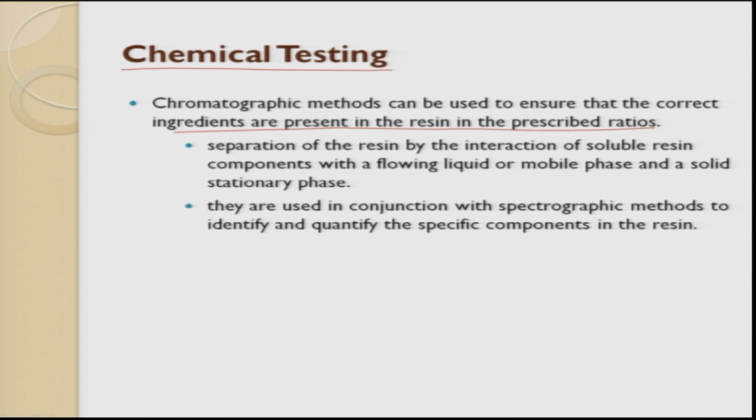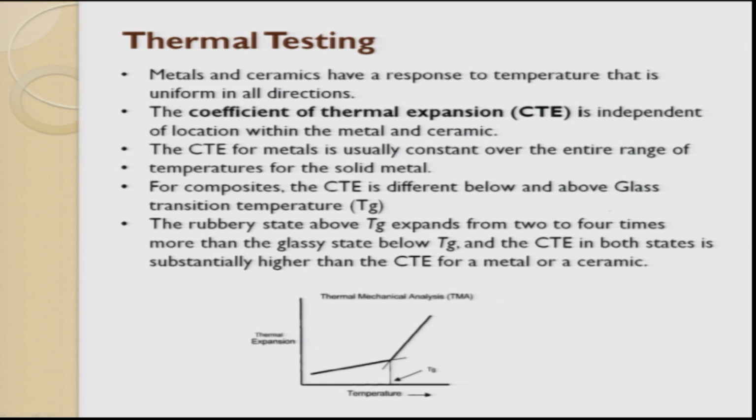For example, if you take metals, you can do XRD. For this we do a compositional analysis, and we also see what the functional groups are, how they are responding, and other things. So we can do separation of resin by interaction of soluble resin components with a flowing liquid, or mobile phase, over a solid stationary phase. They are used in conjunction with spectrographic methods to identify and quantify the specific components in resin.